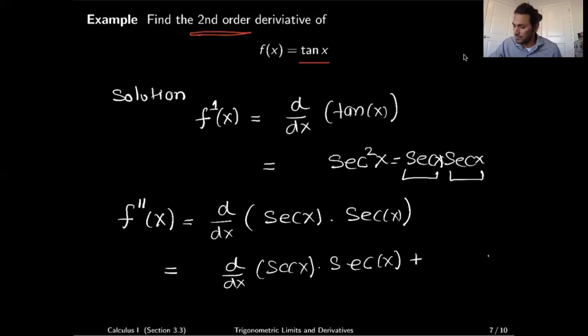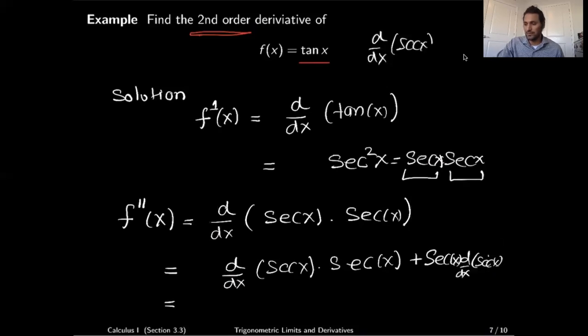The derivative of secant x, dy by dx of secant x. As we know from a few slides back, the derivative of secant x is secant x times tangent x. So for dy by dx of secant x, we have the formula: secant x times tangent x. We'll use that here.